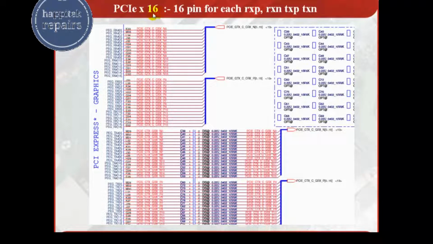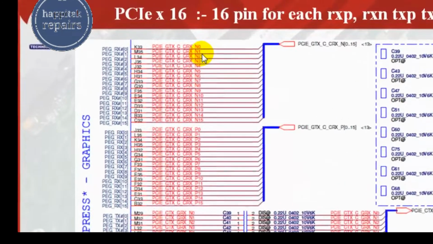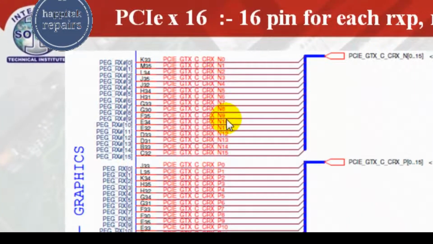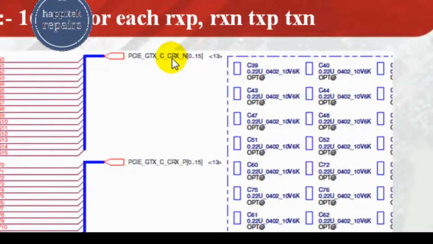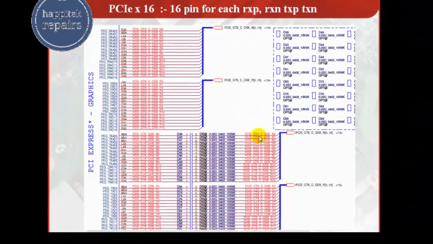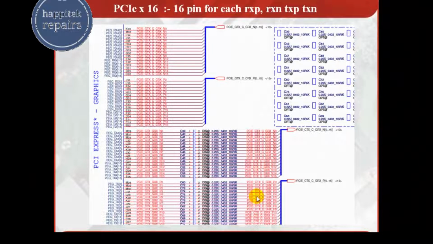When we find a PCI X16 connection, what is the meaning of 16? See, 16 pins for each of RXP, RXN, TXP, TXN. You can see here 16 wires, 16 bit connection. RXP, RXN, these two types of RX, and TXP, TXN. This is the connection used for the graphic chips.